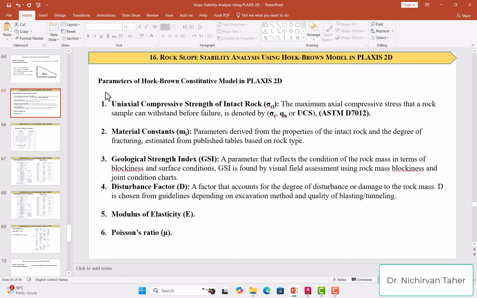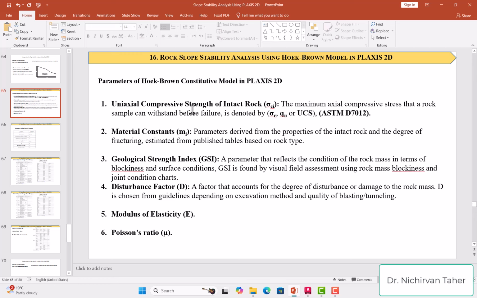So, the main parameters of the Hoek-Brown model are the uniaxial compressive strength, the material constant m sub i, the geological strength index GSI, and also the disturbance factor D, and stiffness parameters: elasticity and Poisson ratio.